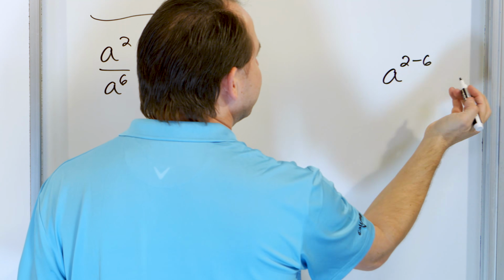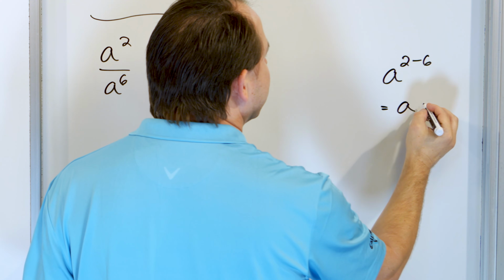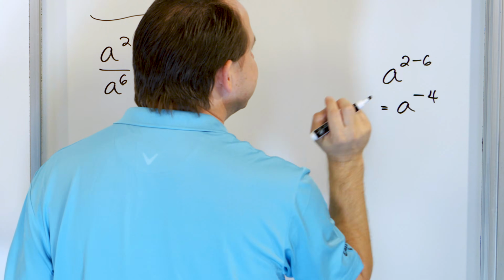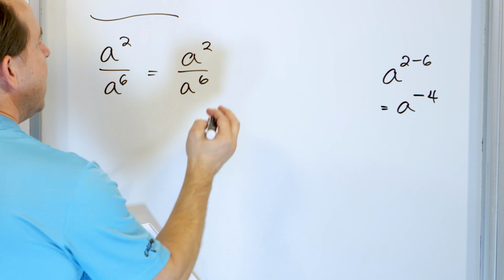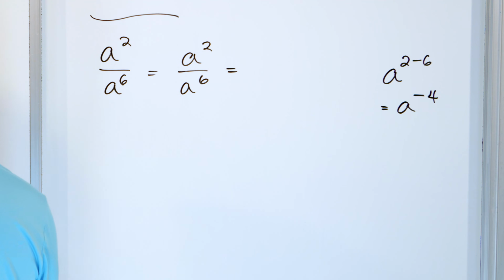You could subtract them. What is 2 minus 6? A to the power of -4. 2 minus 6 is -4. So you get a negative exponent. Now, put that aside for a second. How would we do it the way that I actually prefer you to do it?